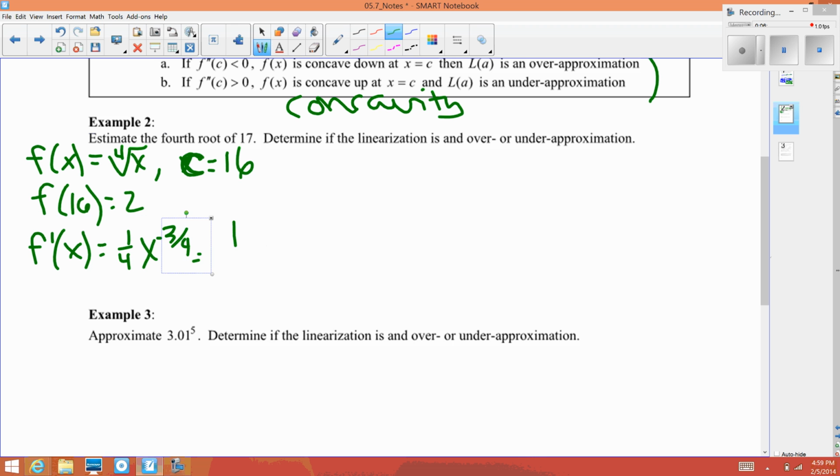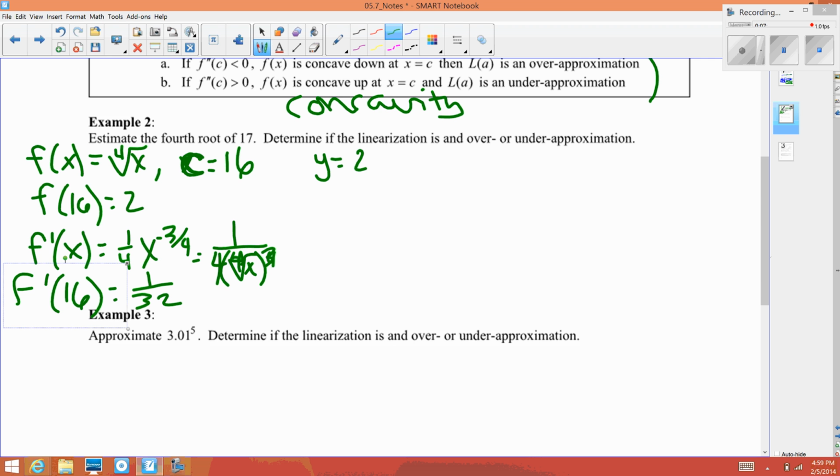Okay, rewrite it if you want. Plug in 16. All right, I'm going to change those exponents so I could do it in my head a little bit better. The fourth root of 16 is 2, cubed is 8, 4 times that. So the slope is 1 over 32. My equation is y equals 2 plus 1 over 32 times x minus 2. And I'm going to name that L of x for linearization of x.